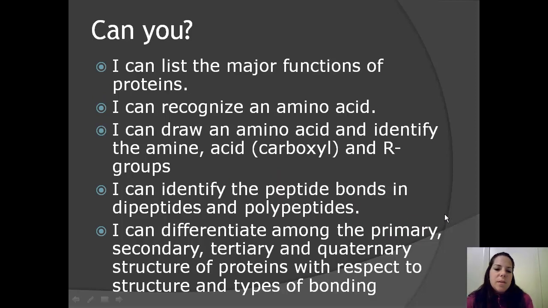So now that we've come to the end of this video lesson, can you list the major functions of proteins? Can you recognize an amino acid? Can you draw an amino acid and identify the amine, the acid or carboxyl, and R groups? Can you identify the peptide bonds in dipeptides and polypeptides? And can you differentiate, or tell the difference, among the primary, secondary, tertiary, and quaternary structure of proteins with respect to structure and types of bonding?